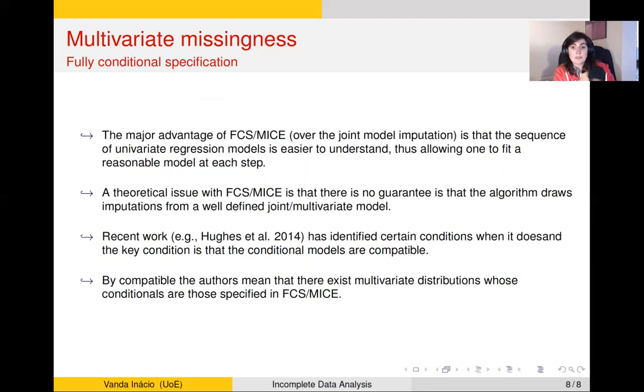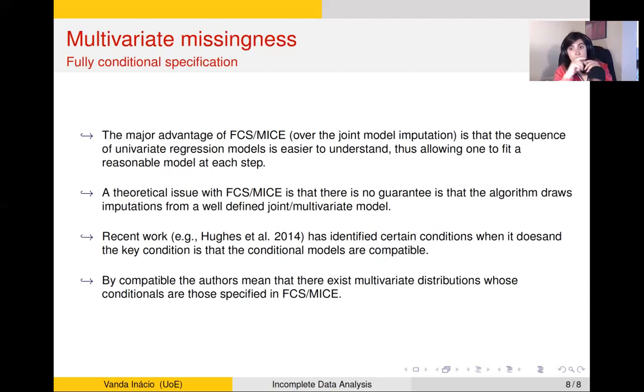Okay, and just to make the point, as I have just said, the major advantage of the fully conditional specification is that a sequence of univariate regression models is way easier to understand and also to implement in practice than a multivariate regression model. But there is a theoretical issue with fully conditional specification, and the issue is that there is no guarantee that the algorithm draws imputations from a well-defined joint multivariate model, right?